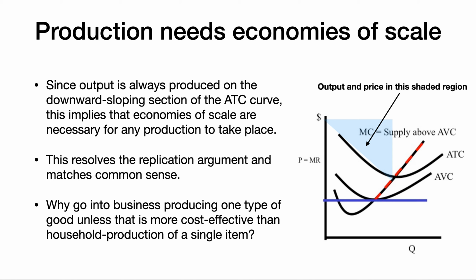So what we've done here is we've resolved the replication argument to fit with the common sense view, and we've also given a sort of fundamental economic reason for the existence of firms in the first place, and that is to capitalize on economies of scale. If there are no economies of scale, you don't need a firm that specializes in producing one type of good. Everyone just produces the goods they need at home, the one item when they need it, because there's no benefit from producing 2 items.